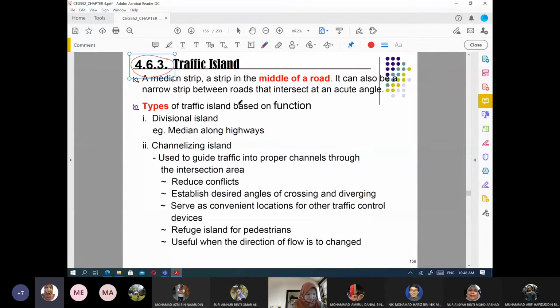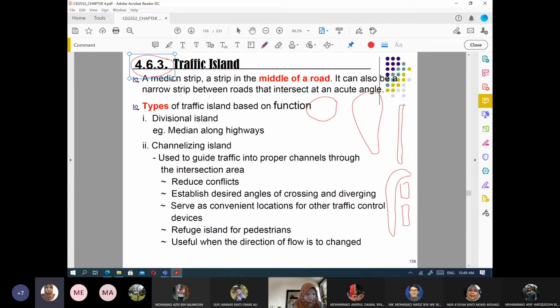Okay, it's about a median strip, or it can be in the middle of the road, and also narrow strip. Tak semestinya bulat je dekat tengah-tengah tu. Dia boleh jadi bentuk macam tu, ataupun dia jadi bentuk macam tu je, terpulang lah. Okay, ataupun dia boleh provide storage. Kereta boleh berhenti kat sini, provide storage. Something like that. Okay, ada banyak bentuk lah.